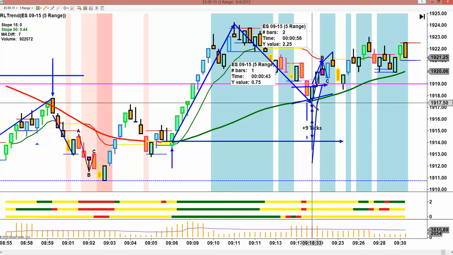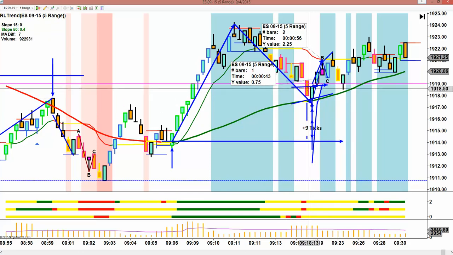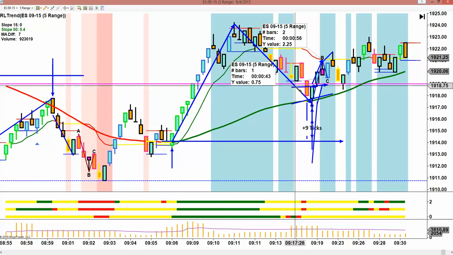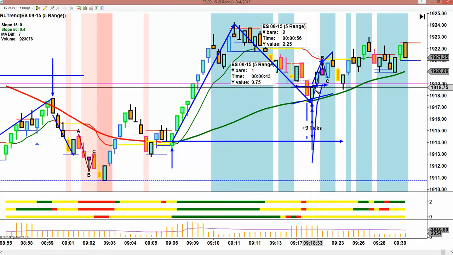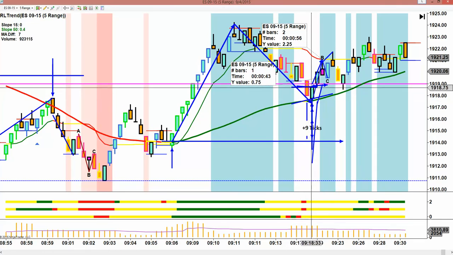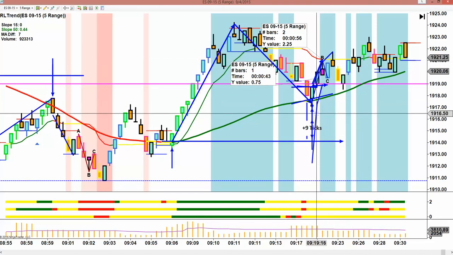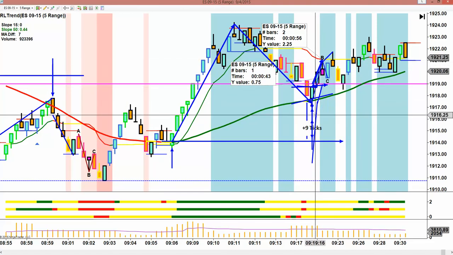This candle right here is a dark cloud cover. I'm sorry, a piercing candle. The body of this candle breaks and moves into the body of this candle by at least 1/2, and up we go for 9 ticks. That was our second trade and second winner, and we were done.